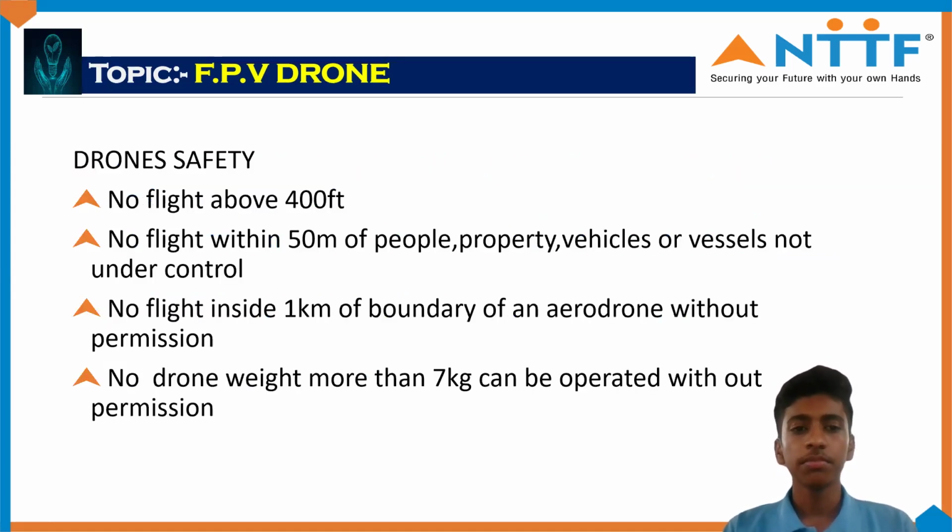Now the drone safety. So here are the four key points of drone safety. The first one is no flight above 400 feet, which means that as we know that drones take off horizontally, so there are particular heights, and there are particular things which should be followed in drone safety, which means no flight above 400 feet. For example, as you all know, if we have to fly our drone above 100 feet, then we have to take the permission from our local authorities.